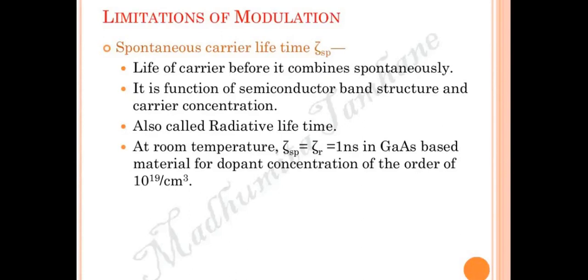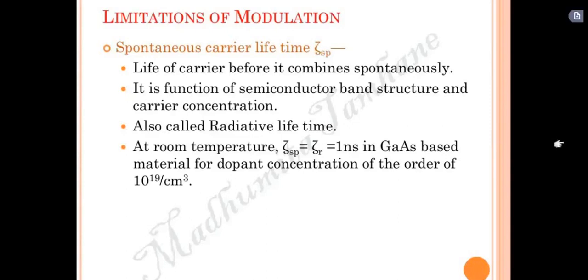The main thing is that it is also considered to be the radiative lifetime. The main part of that is the carrier, which can take a lot of the modulation index into consideration as well. At room temperature, tau_spontaneous = tau_r = 1 nanosecond in gallium arsenide based material for a dopant concentration of the order of 10^19 per cubic centimeter. This is the range of concentration that we need to consider for our modulation as well. Clear?